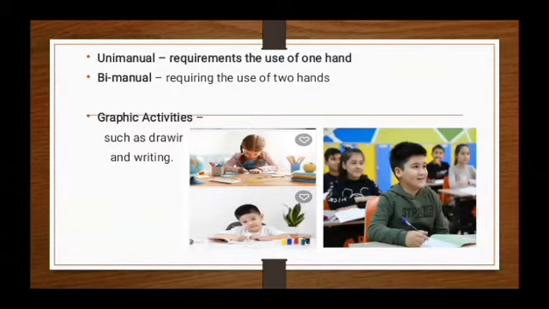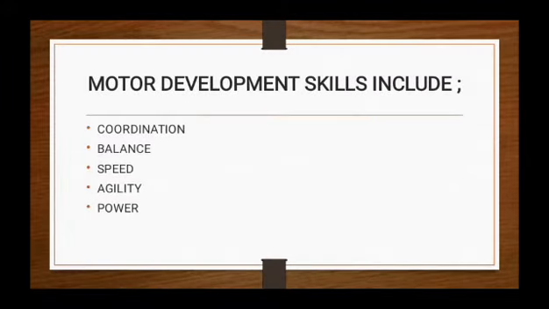Children's graphic activities such as writing and drawing are now more controlled but are still developing. They can print their names and copy simple designs, letters, and shapes. They hold pencils, crayons, and utensils correctly with supervision. Motor development skills include coordination, balance, speed, agility, and power.